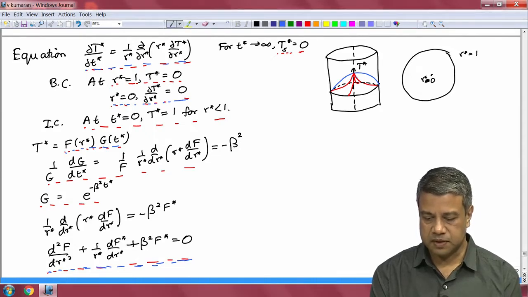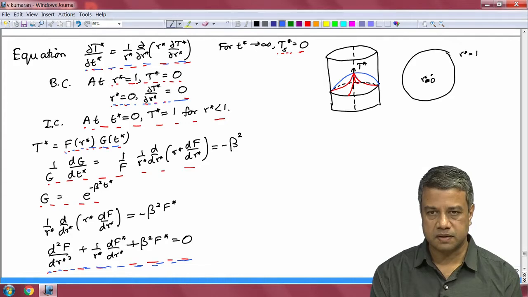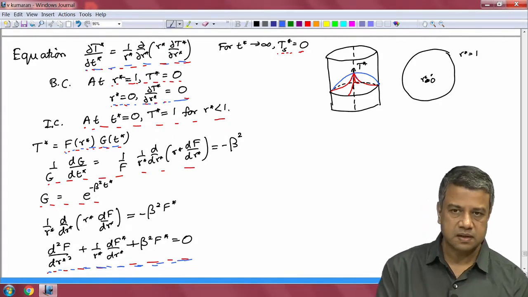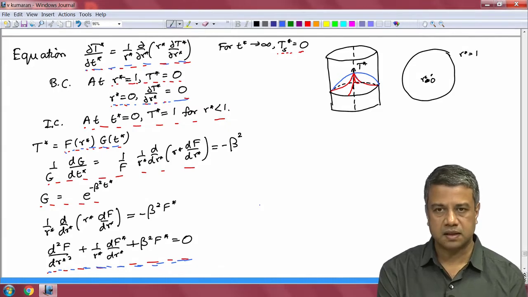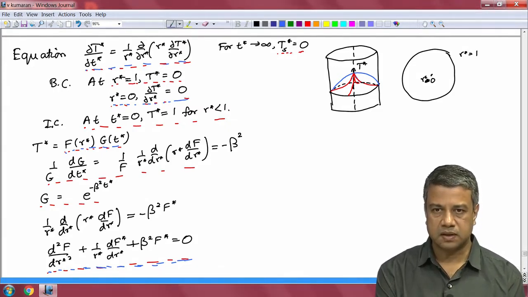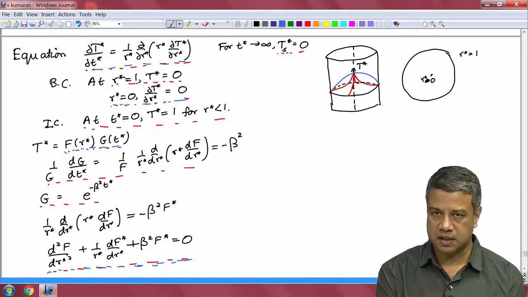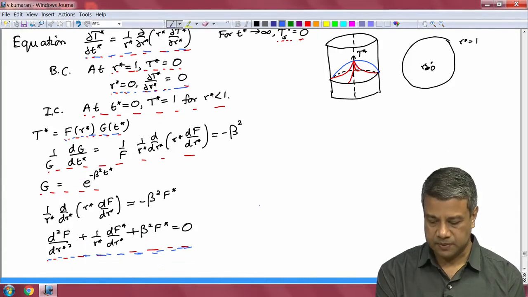We had separated the temperature into a function of r and a function of t, and used separation of variables, substituted in the equation, divided by f times g, and both the right and left sides are constants. The constant has to be negative because the transient part of the temperature is decreasing with time. Note that the steady part of the temperature in scaled form is identically 0 throughout, because the temperature is a constant in the long time limit.